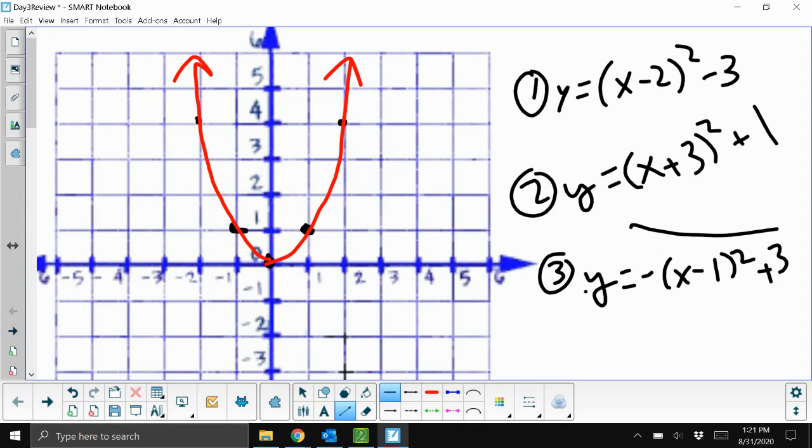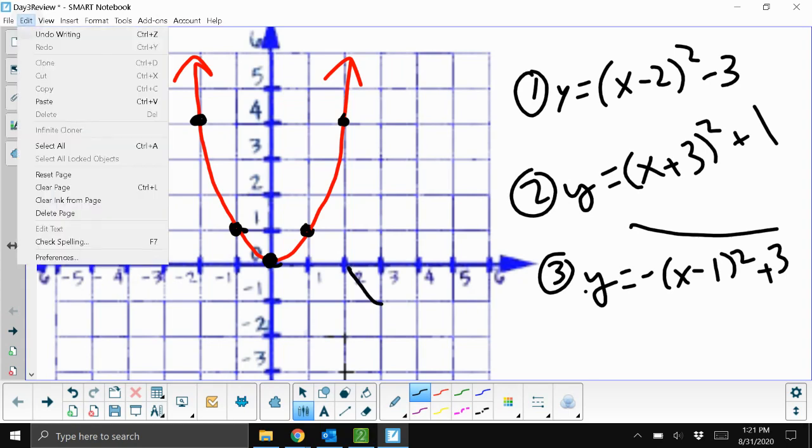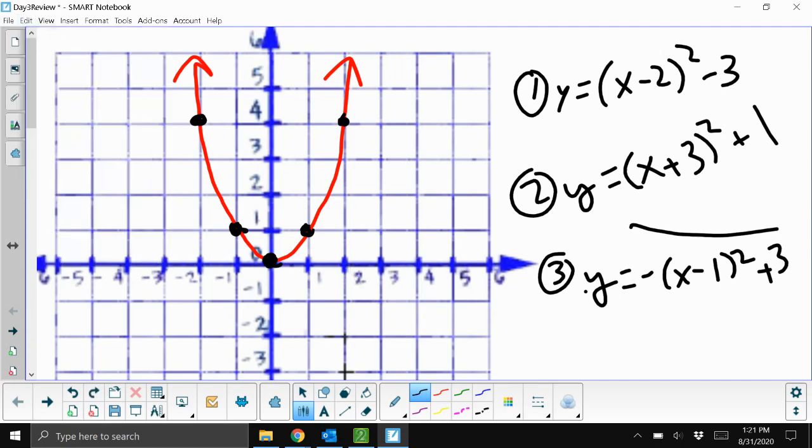There's our vertex, over 1 up 1. We can flip that, over 2 up 4. We can flip that over. That's that pattern we need to remember. So what we're going to do today is we're just going to try to graph those real quick. So I want to make sure we understand what's going on here.